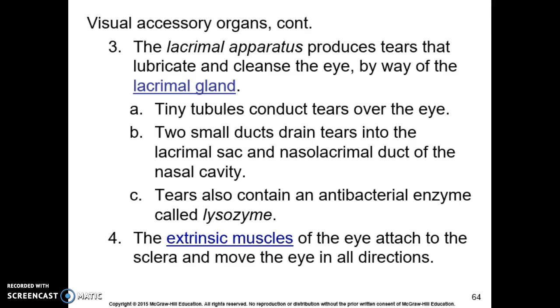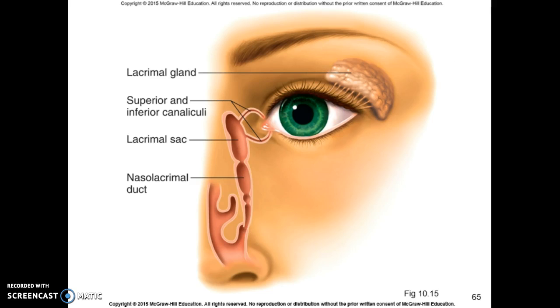We do have extrinsic muscles of the eye. So there are 6 muscles in the eye, and they help to move the eye in different directions. All right, so this is a peek at your lacrimal gland. It's at the top portion of your eye.